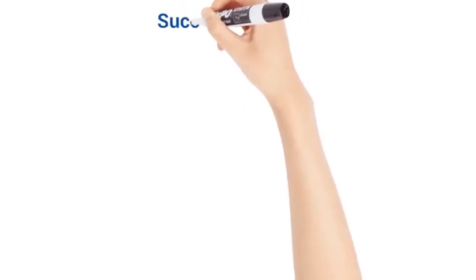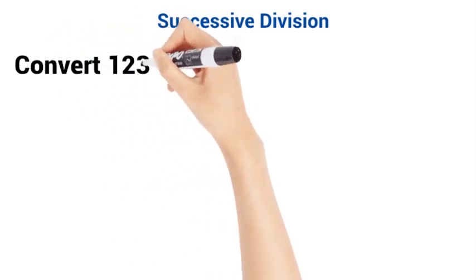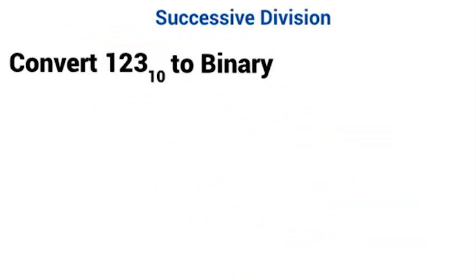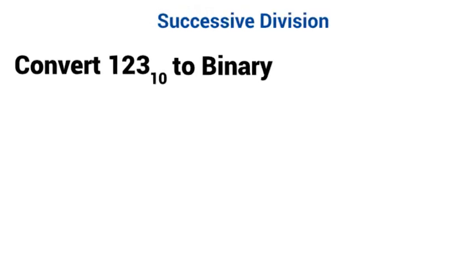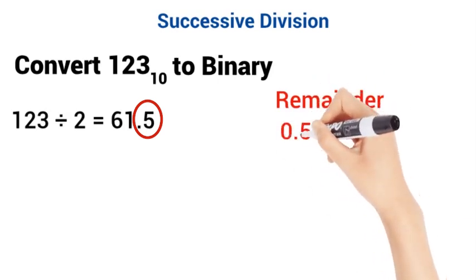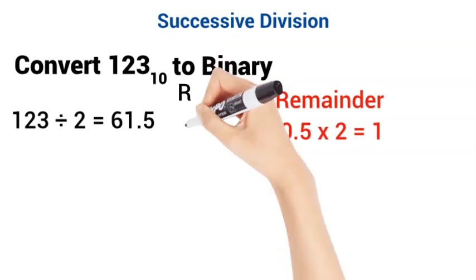Let's try again to convert decimal to binary using successive division. Convert 123 to binary. Divide the given by 2 until the quotient becomes 0. 123 divided by 2 is 61.5. Now multiply 0.5 by 2, and that would give us 1, so the remainder is 1.